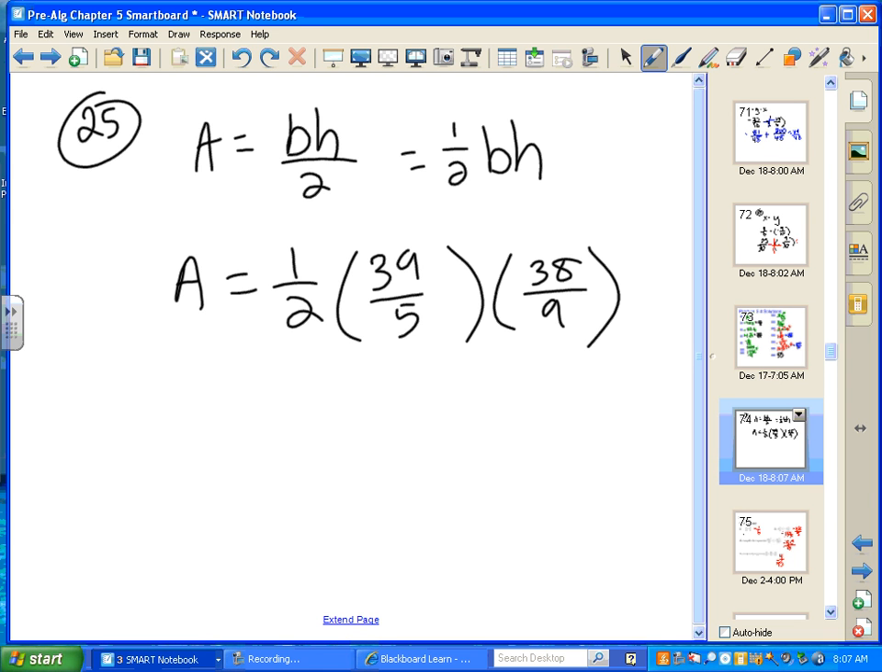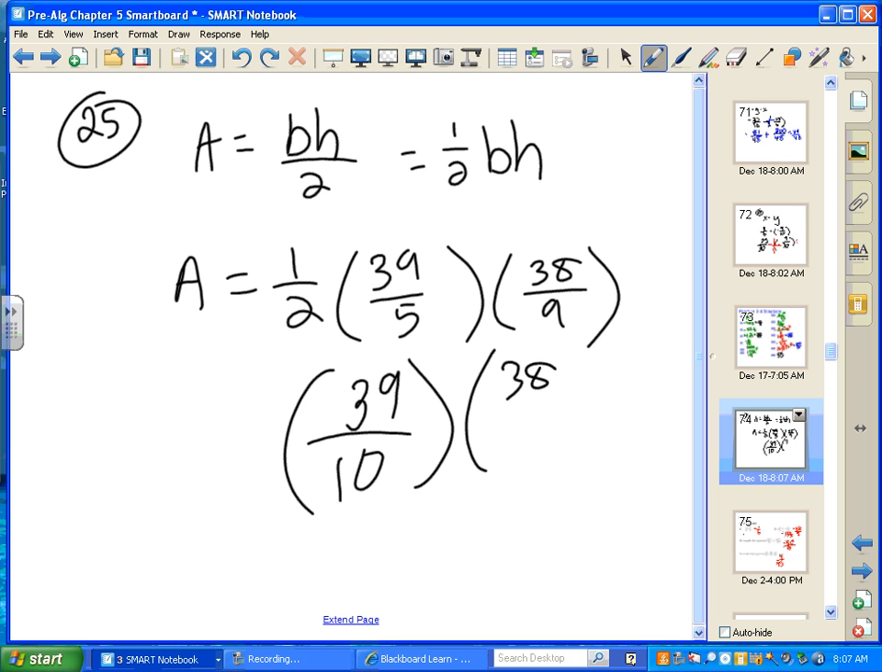The next thing I did was I multiplied 1/2 times this. I just got rid of this extra fraction right now. So I changed this to 39 over 10, and I just wrote this as 38 over 9, and then I cross simplified. You can cross simplify here, the 9 here and 39. Did you get to this point? Okay.